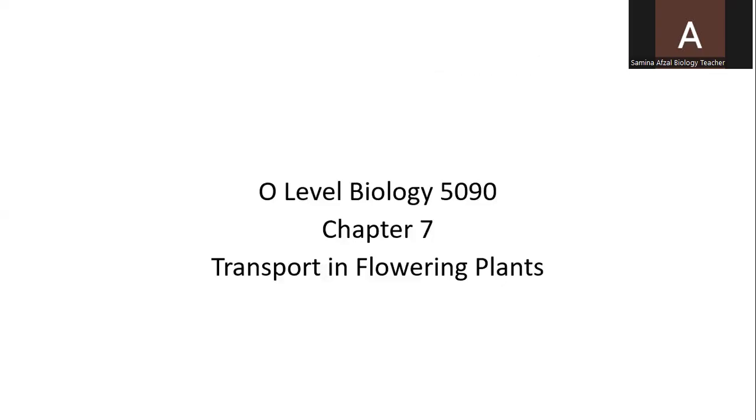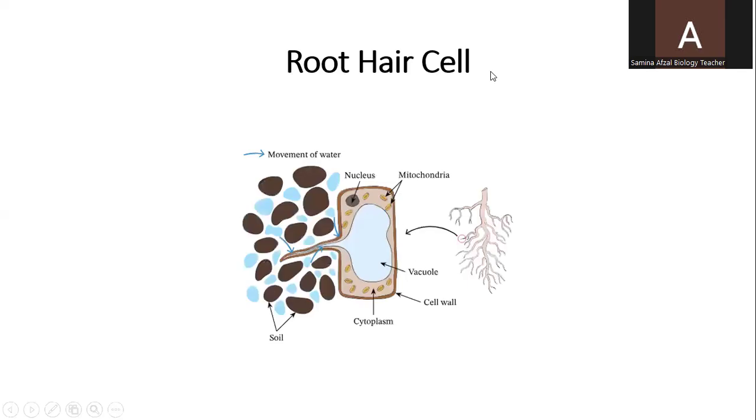O-Level Biology 5090, Chapter 7, Transport in Flowering Plants. First of all, we will discuss the structure of root hair cell. And students, the root hair cells are present on the roots. They are hair-like, so they are called root hairs. So if we magnify one cell of the root hair, then you can see the different parts of that root hair cell.